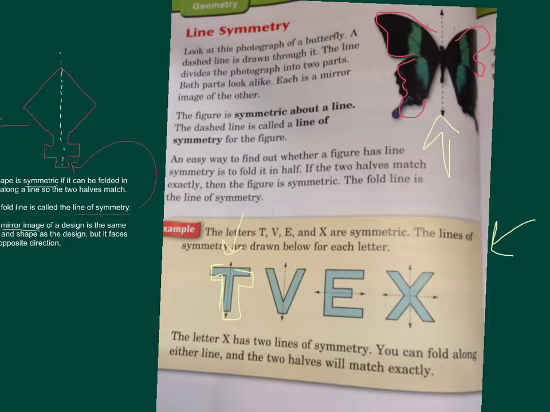Now look at the E. E is a little bit different because the line of symmetry doesn't just go from top to bottom. If I go top to bottom, this side would not fold over evenly to this side. So the line of symmetry is in the middle of the E, right there.